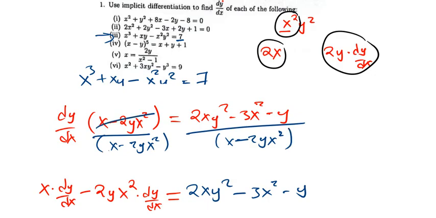On this end to divide, and whatever remains on the right, whatever has remained on the right, is actually our derivative for the third one.